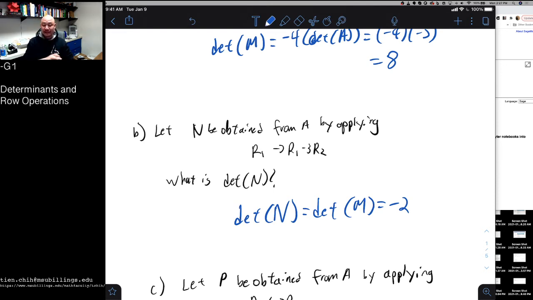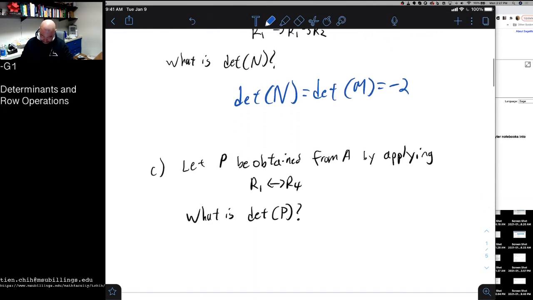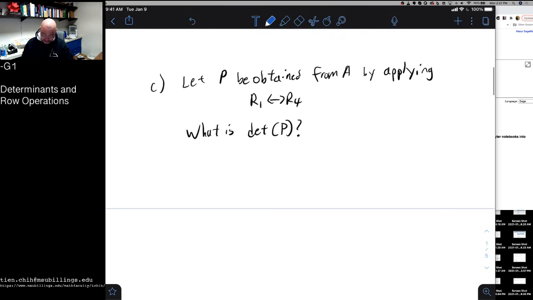And finally, our last question here is, okay, let P be obtained from A by swapping two of the rows, row 1 and row 4. What's the determinant of P? So what I want you to now imagine instead is you have some sort of parallelogram, and now you swap two of the dimensions, right? So I take a parallelogram and I swap the two.